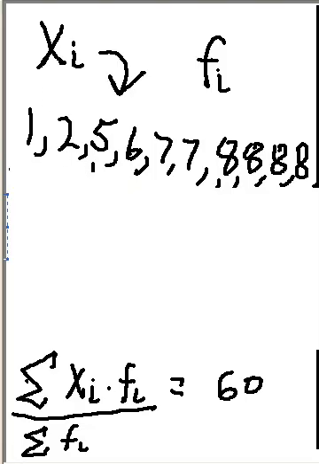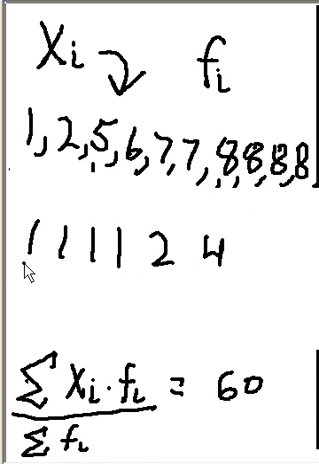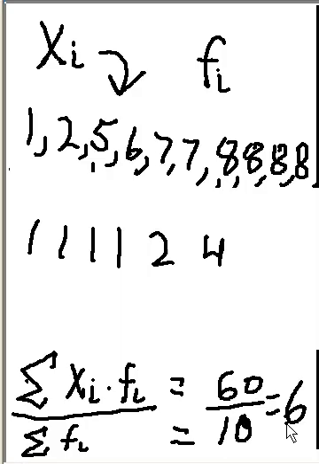So now, how often does 1 occur? Once. 2, once. 5, once. 6, once. 7, twice. 8, 4 times. Let's sum these up, the sum of the frequencies. 1, 1, 1, 1, that's 4, plus 2 is 6, plus 4 is 10. That equals 10. So 60 divided by 10 is 6.